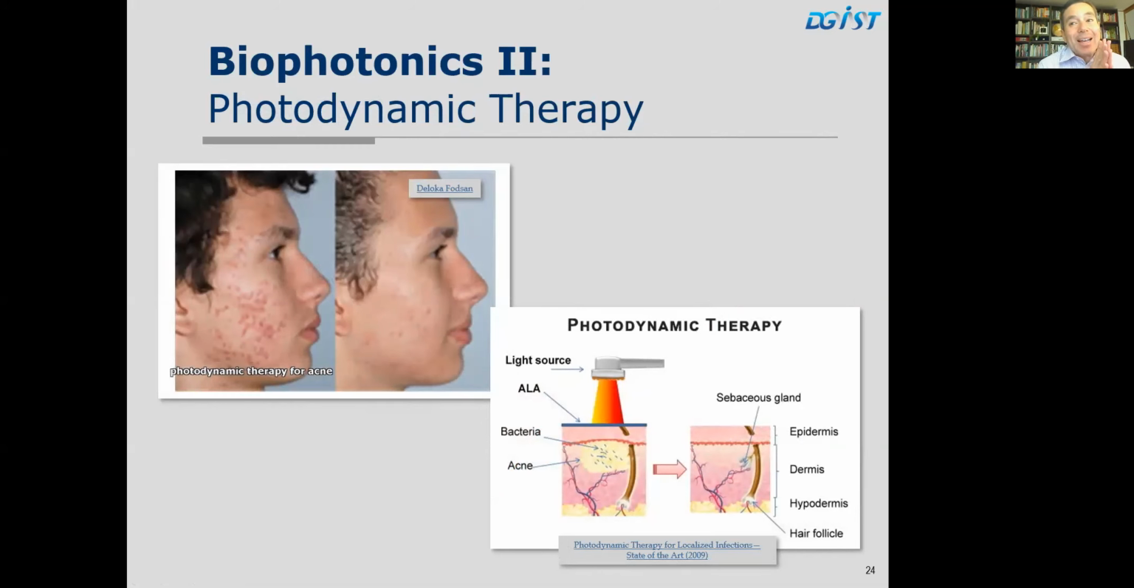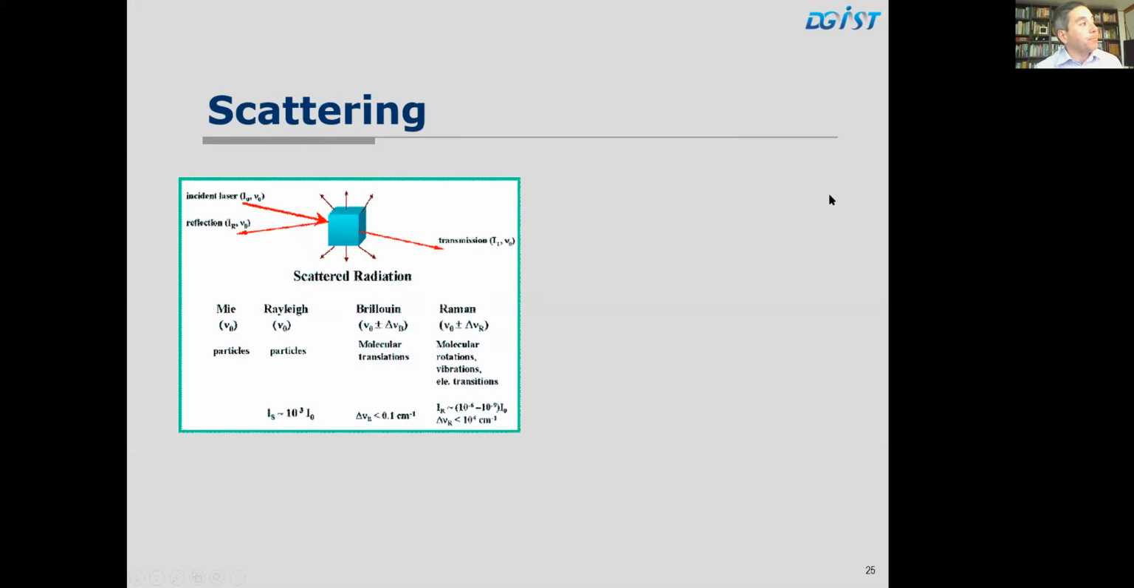So another example of biophotonics in this absorption is photodynamic therapy for acne. This is acne on the skin, and you can see it's cleared up with photodynamic therapy. You have a light source, and you have bacteria and a drug called ALA, and the light source will activate the drug to kill this bacteria. And we will talk about photodynamic therapy in more detail later. So that's an example of absorption by those molecules to activate them.